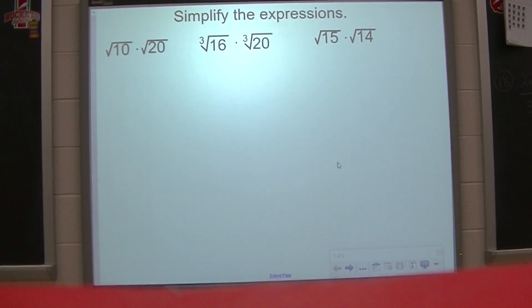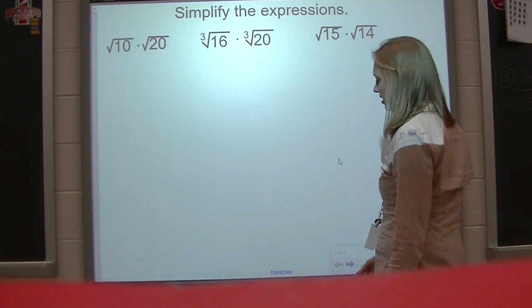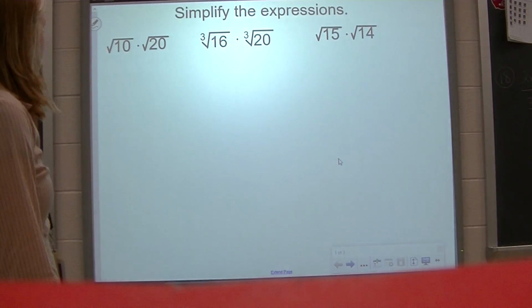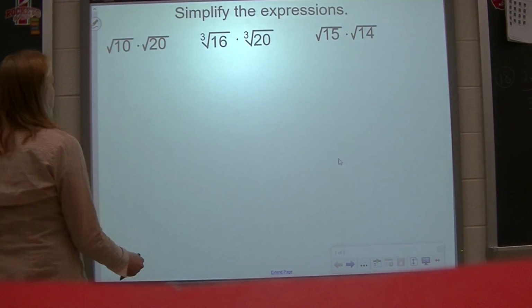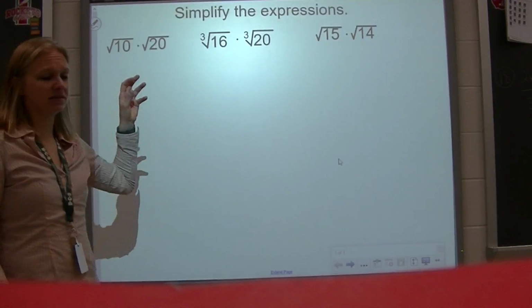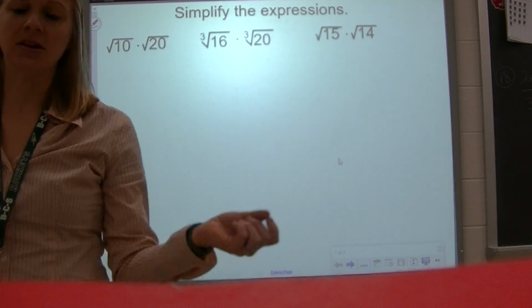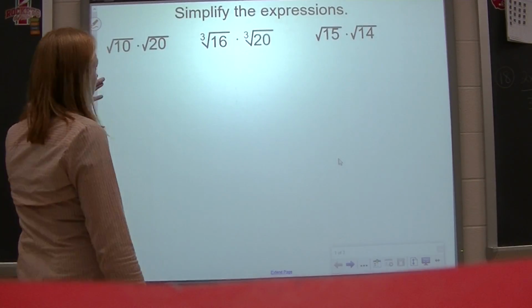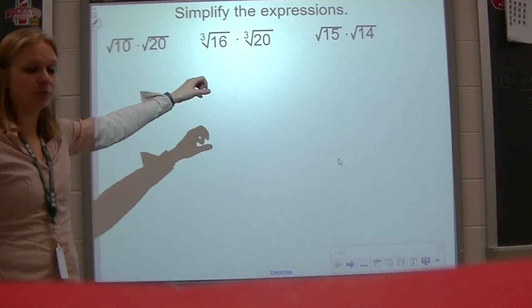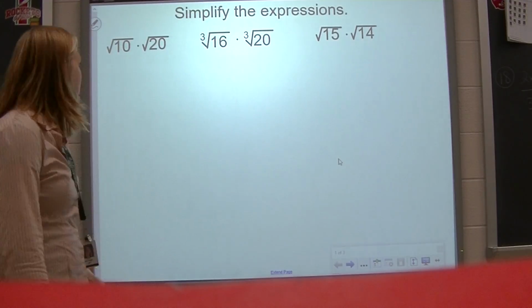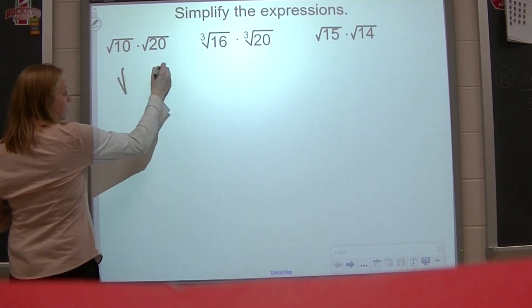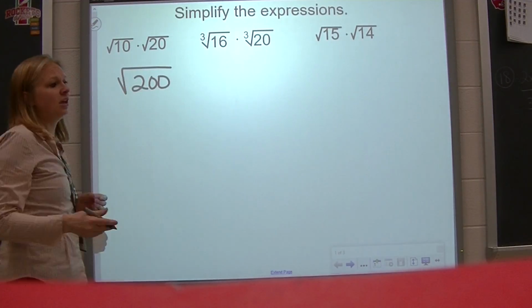Okay, simplifying the expressions. This is very different than what you just did. What we have to do here, first of all, if you took the square root of 10 times the square root of 20, you would get a decimal answer. We need all of our answers in radical forms. So you can multiply, since these are both under a square root, we can multiply them. So the square root of 10 times the square root of 20 is the square root of 200. And from there it can simplify.